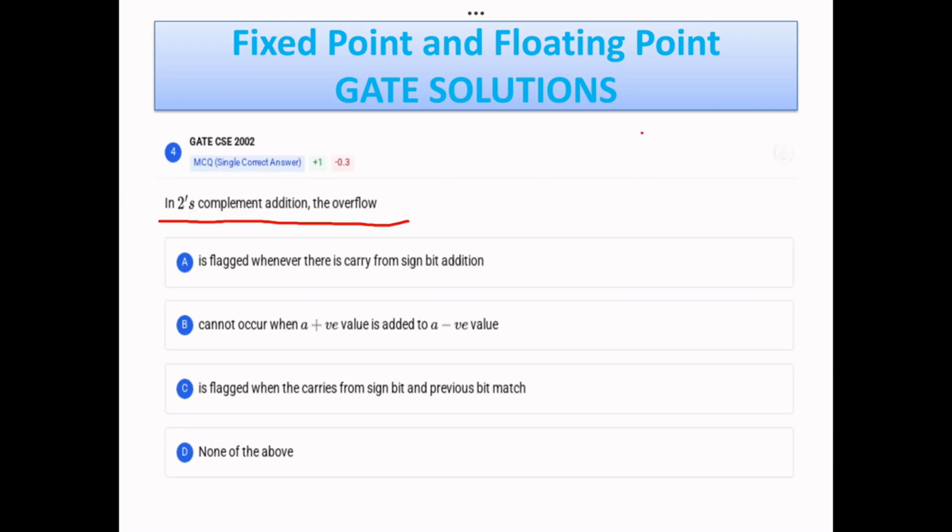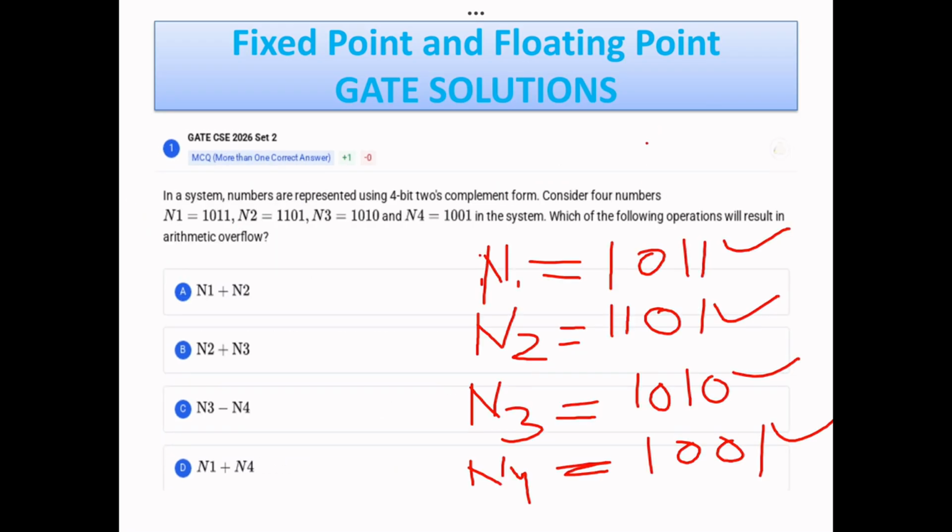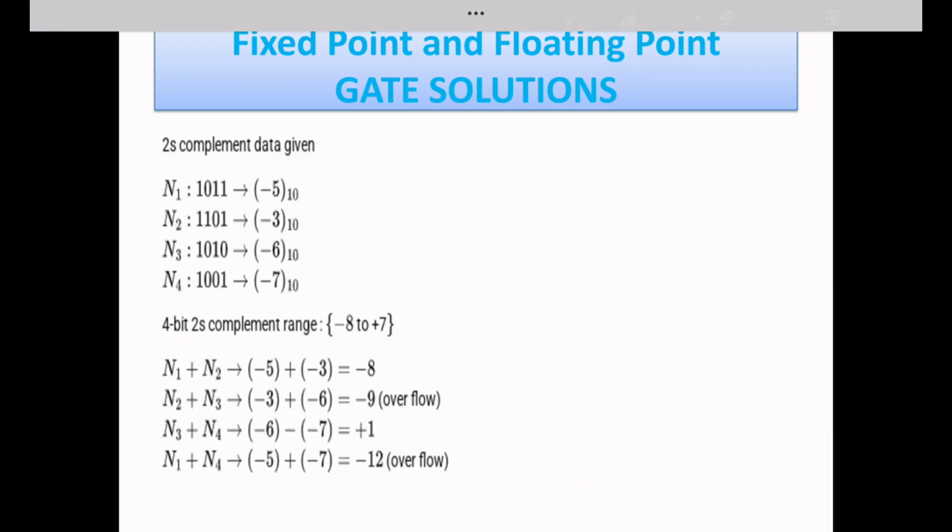Okay, so you have to revise the video multiple times. You should try to solve the questions so easily you can crack the exam. Okay, you can get good marks.